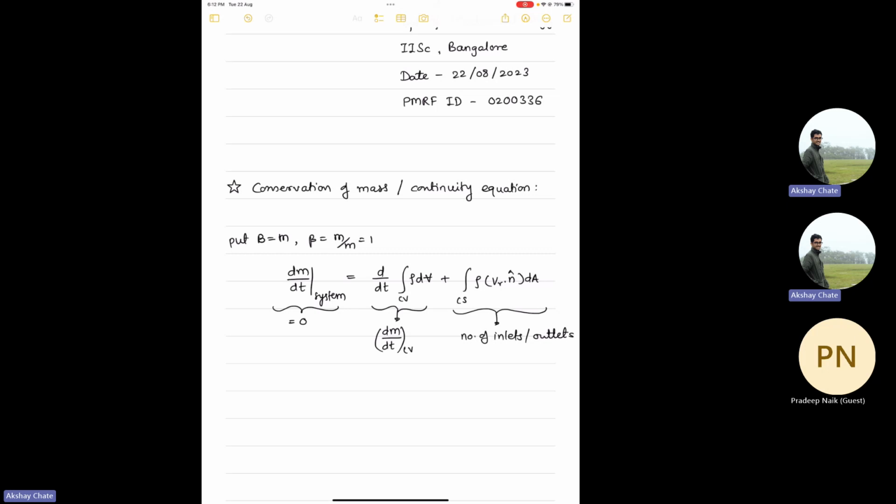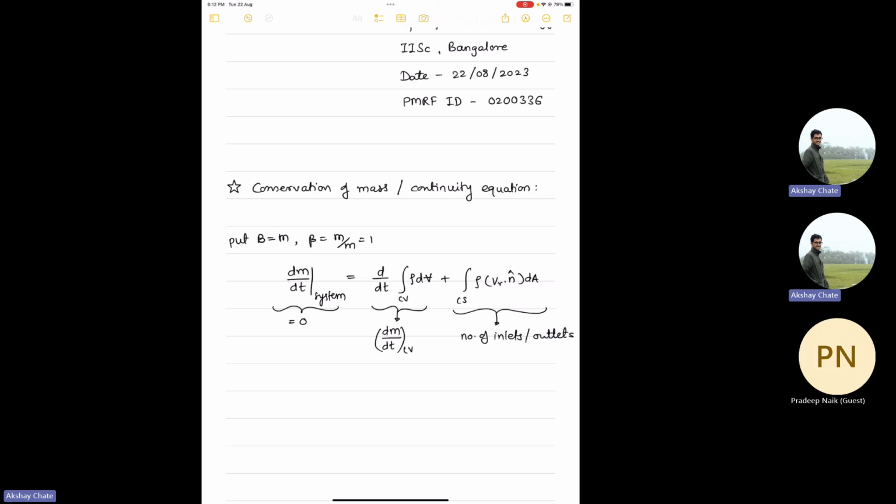So maybe we'll take some examples because we are already behind. But before going into that, you can simplify this equation, because in most of the cases that we deal with, we assume that your inlets and outlets have uniform cross-sectional area. So the surface integral essentially reduces to the average velocity across that inlet or outlet.